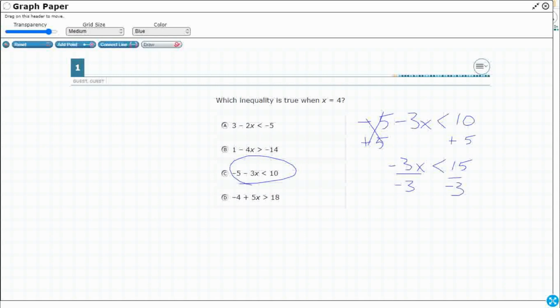Now, this is the tricky part. So negative 3 divided by negative 3, that's 1, so that cancels itself out. Whenever you multiply or divide by a negative, you flip the inequality. So it's actually a greater than rather than a less than. 15 divided by 3 is 5, but since it's negative 3, it's negative 5. So x is greater than negative 5, which 4 actually works for that. So our answer here is C.